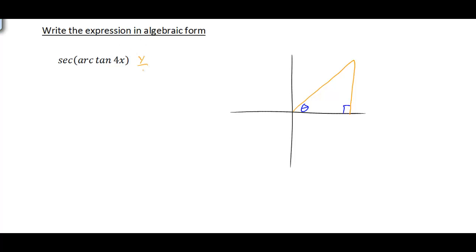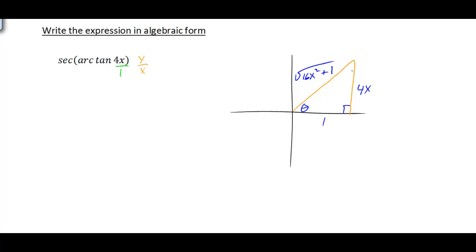tangent is y over x, okay? So that means that our y value would be the 4x, and this is understood to be over 1, so therefore our x value is 1. And if we want to find the hypotenuse, then that's going to be the square root of 4x squared, so that would be 16x squared plus 1 squared, which is 1.